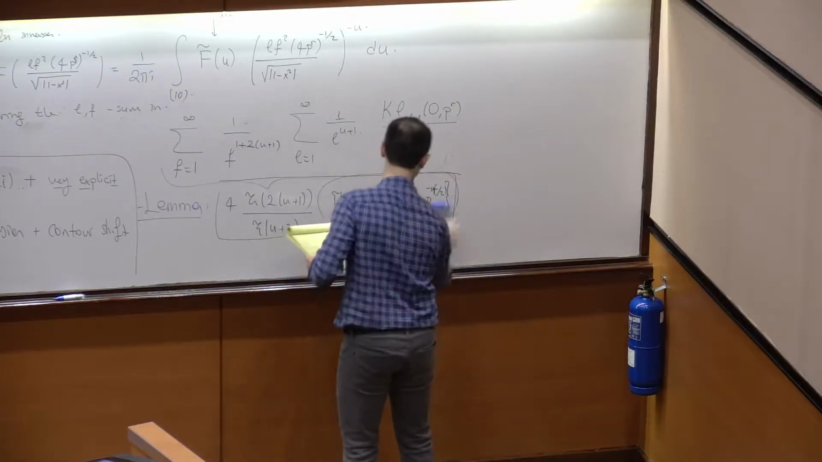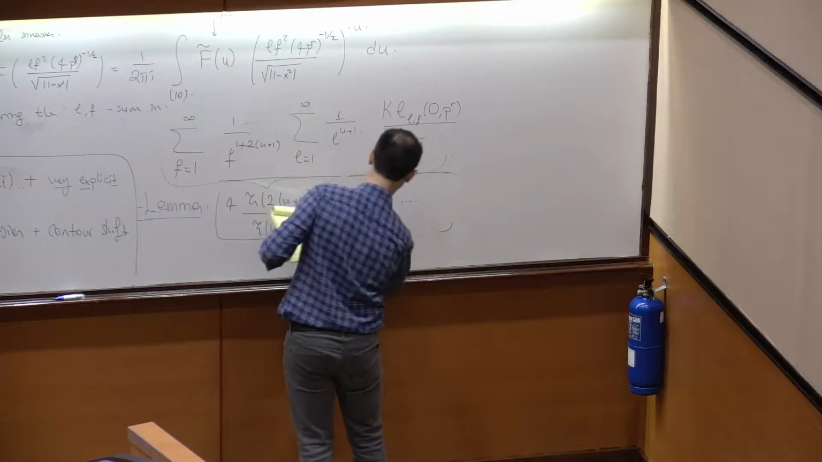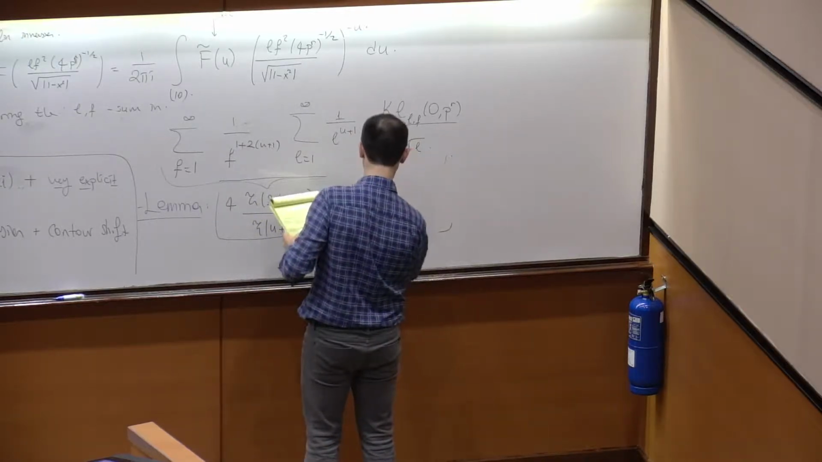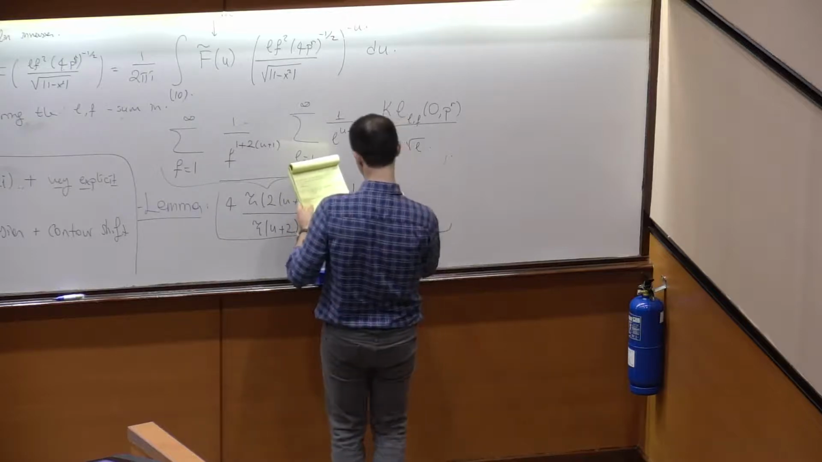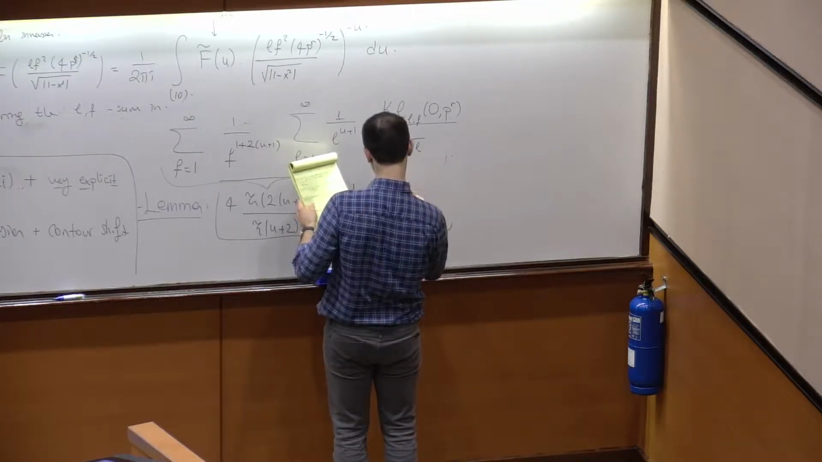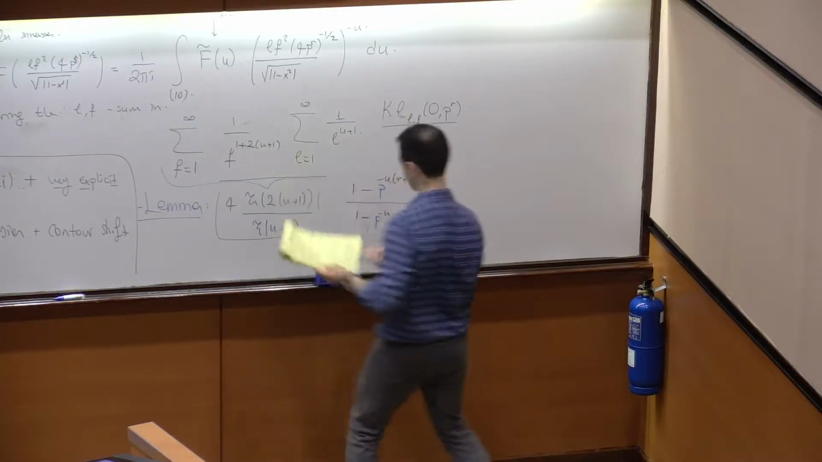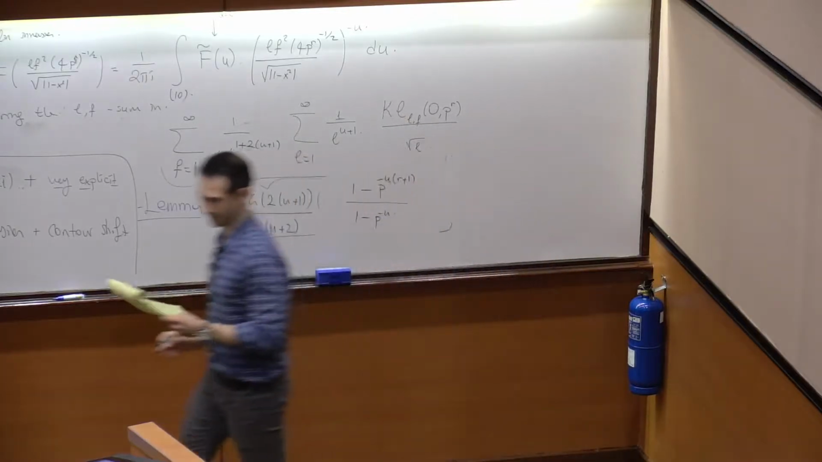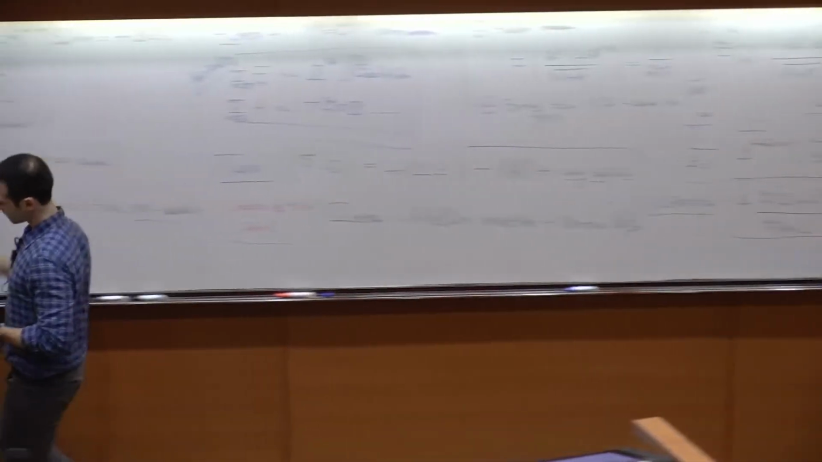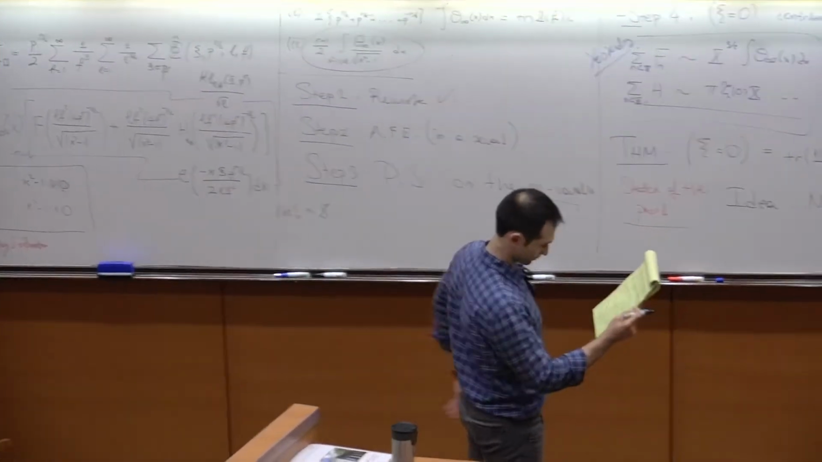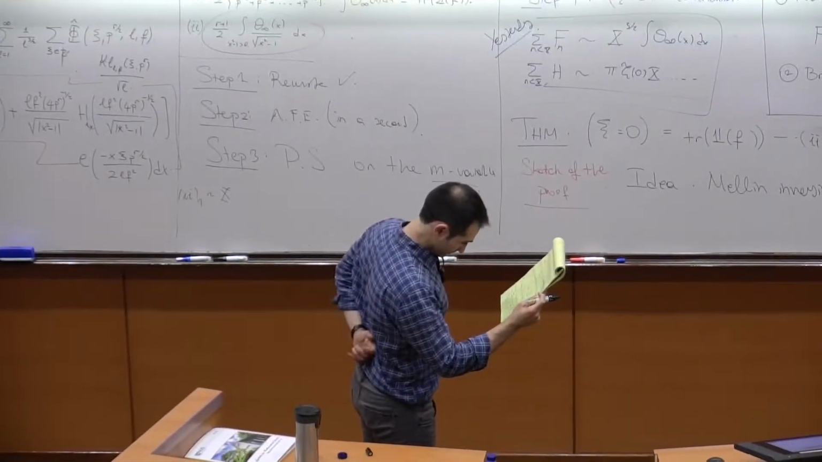Let me just write this thing down explicitly as a compact form that's easier to manage. It is 1 minus p to the minus u times r plus 1 over 1 minus p to the minus u. So this is what it is. That's a better idea too. Okay. Good.